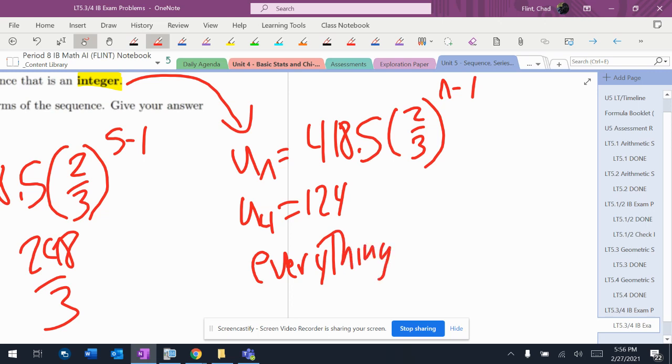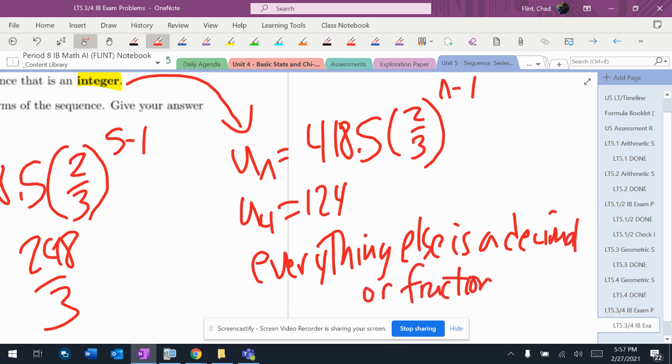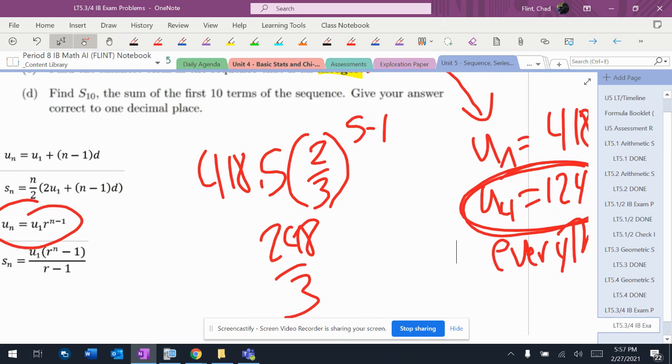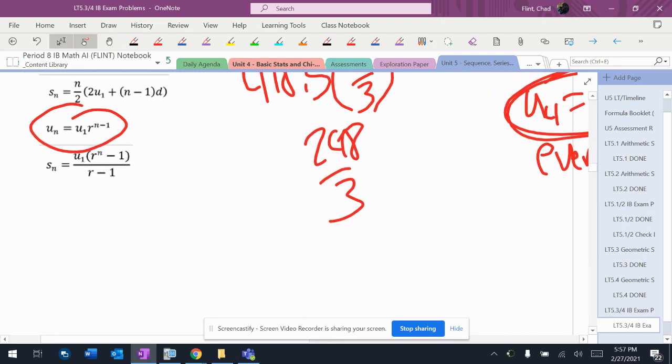Everything else is a decimal or fraction. All right, with any of these geometrics with a fraction, once they start being a fraction, it basically stays a fraction forever. Sometimes it'll pop back once, but once it starts being crazy fractions, it does not come back out of there. So find S of 10 for the first 10 terms. Give your answer correct to 1 decimal place.